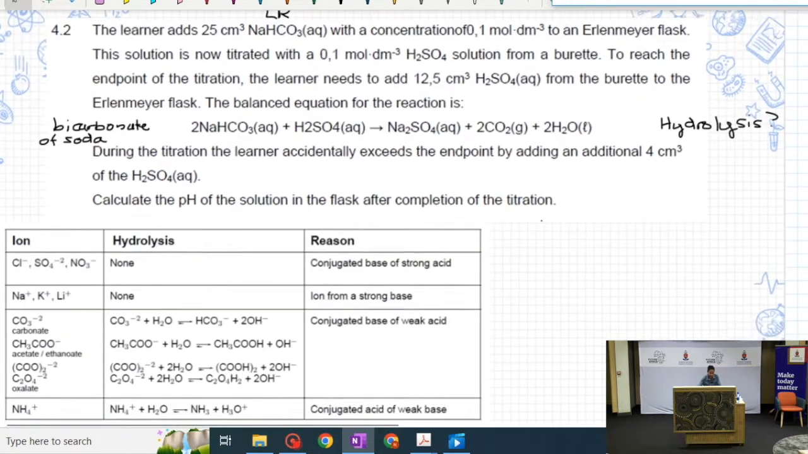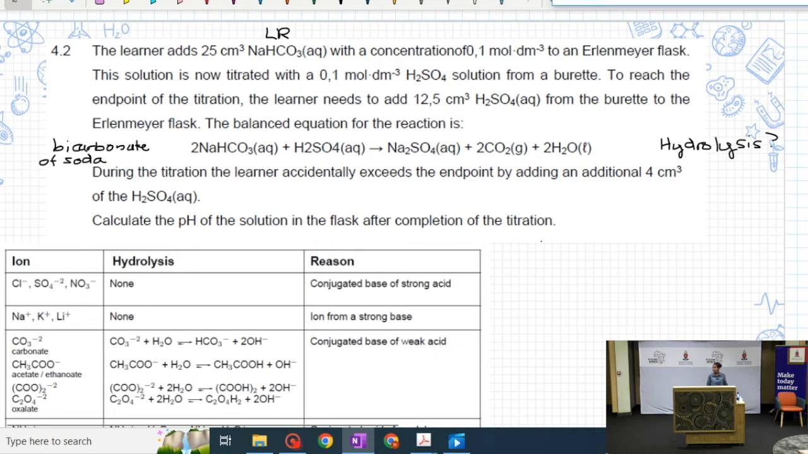Okay, moving on. Now this one I think may have been a little bit more challenging, or a lot more challenging. They say the learner adds, now everything's important, everything's there for a reason. They say the learner adds 25 centimeters cubed of the sodium hydrogen carbonate with a concentration of 0.1 mole per decimeters cubed in an Erlenmeyer flask. If it helps you, go and draw pictures. Don't be scared to draw pictures, they help a lot.